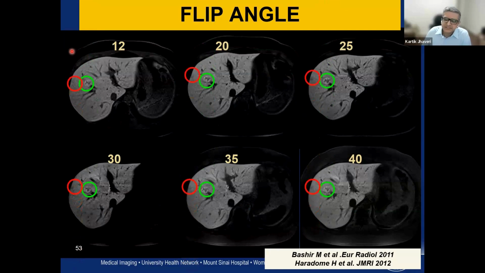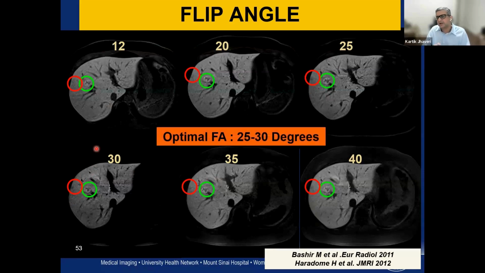But if you look just lateral to that, on the early flip angles at 12 degrees, you can't see anything. But at 20 and 25 degrees, you start to see a subtle hypointense lesion, best seen at 30 degrees in this particular example. So we increase our flip angle to 25 to 30 degrees for the hepatobiliary phase. And this is something that you should adjust on your scanners as well.